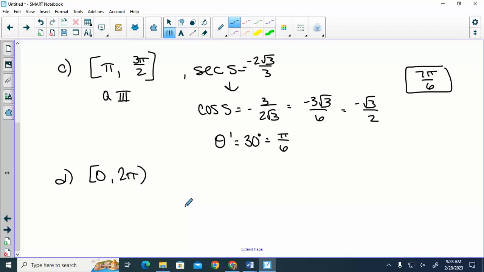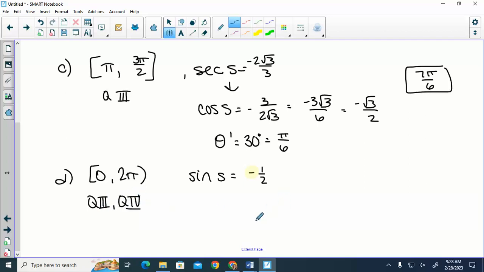Next, between 0 and 2 pi, sine equals negative 1/2. Okay, 0 to 2 pi, that's the entire circle. But I need my sine to be negative. So in what quadrants is sine negative? Quadrant 3 and quadrant 4. So those will be where I get 2 answers from, one in each of those quadrants.